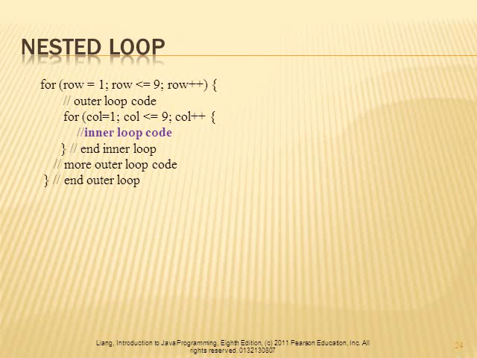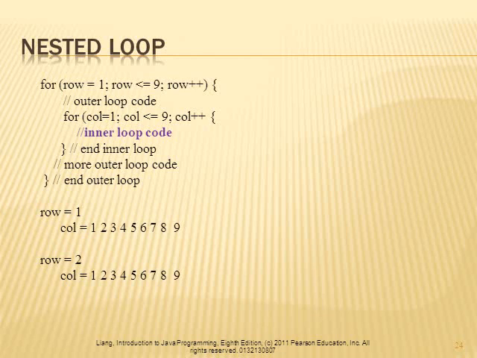Okay, so what's happening here? Well, the outer loop starts and the row is set to 1. Then the inner loop executes, where col is incremented each time the loop executes until col is equal to 10. So it executes 9 times. Control then is sent back to the outer loop, where row is incremented to 2. Then once again, the inner loop is executed 9 times as the second row of the multiplication table is built.